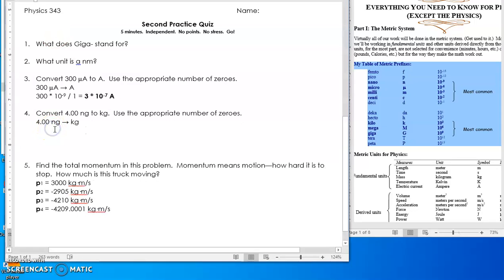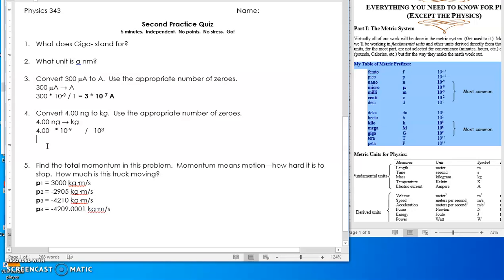Next one, again, show your work. Write it out. Times on the left, divide on the right. We've got 2 prefixes this time. This one is nano. Hey, I'm getting good at this. It's 10 to the negative 9th. And this one is kilo. That's 10 to the 3rd. Again, there's a decimal place, so we gotta keep those zeros.